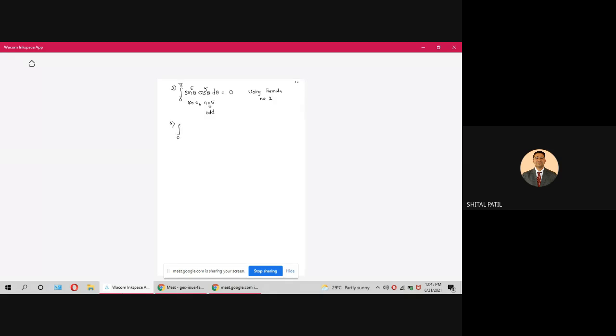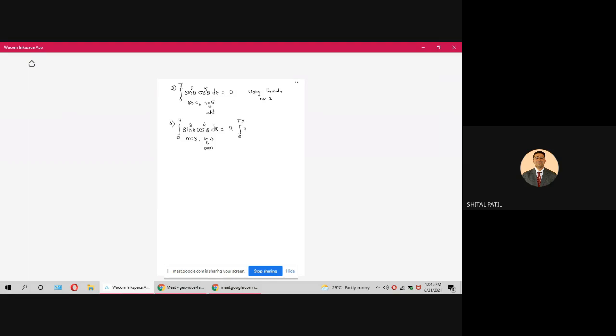Next, 0 to pi, sin raised to 3 theta, cos raised to 4 theta, d theta. Yes, what is the m here? 3. What is n here? 4. But again, since the limits are 0 to pi, we are interested in the power of the cosine term only, and it is even. Therefore, the answer is 2 times. Hope you might have understood.